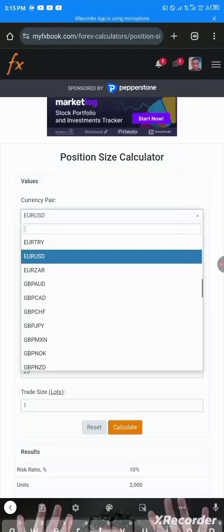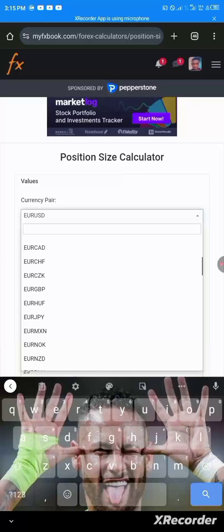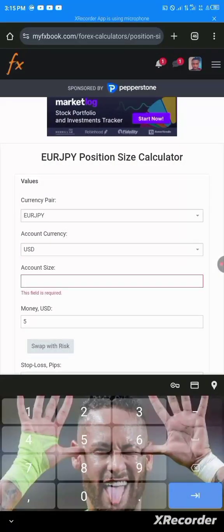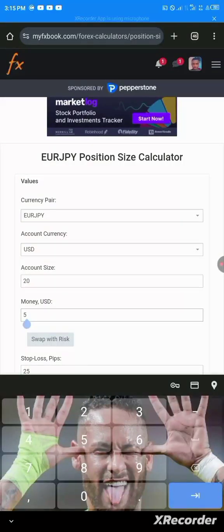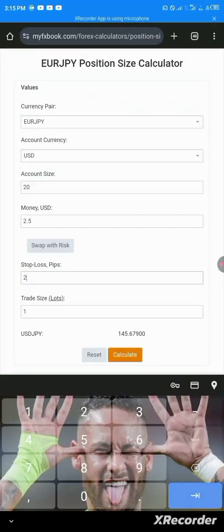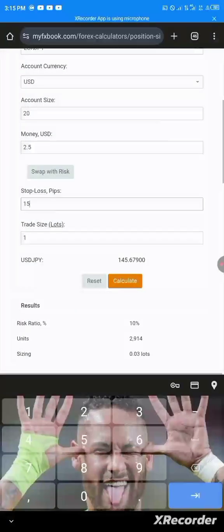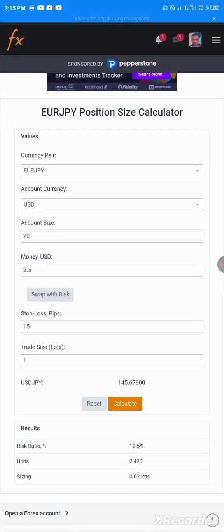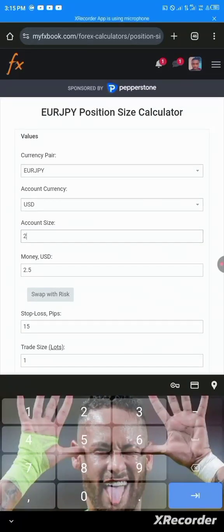Same thing is applicable to other pairs. Let me go to EUR/JPY. Let me say like a $20 account, and I'm risking, let me say, $2.5. My pip size can be like, let me say, 15 pip stop loss. Calculate. That means I'm using 0.02 lot again. I'm using 0.02 lot. But there's one thing about this you guys need to understand.